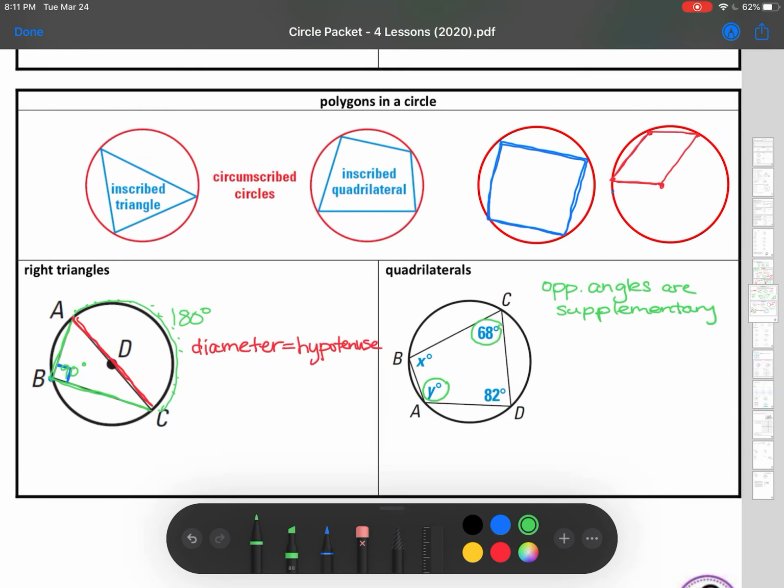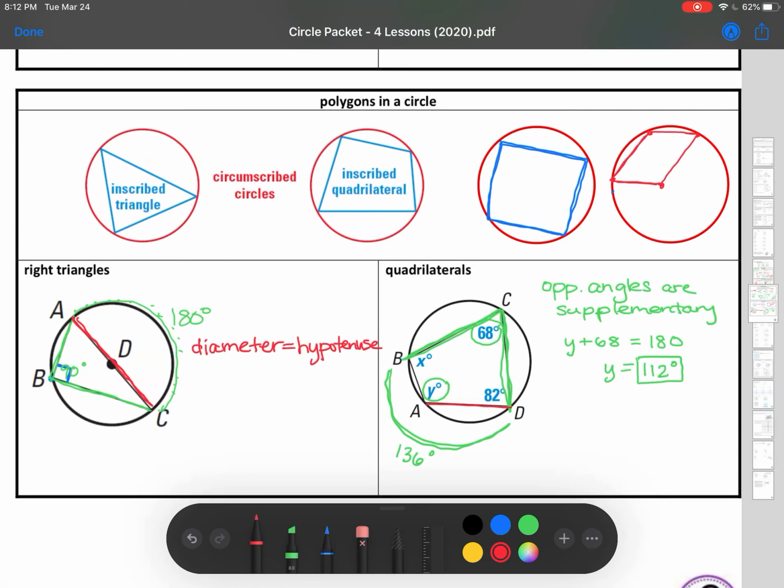And I can explain why that happens, but just for funsies, let's figure out how big y is first. We know that the y plus the 68 has to equal 180. So y would be, is that 112 degrees? Now the reason this works is, so let's focus on that 68 degree angle. Do you see that alligator mouth? So this arc right here would have to be 68 times 2, is that 136?